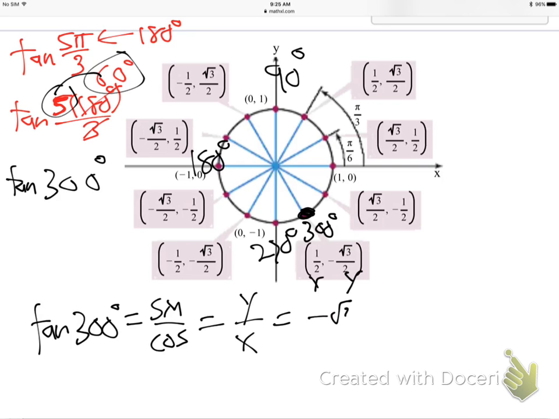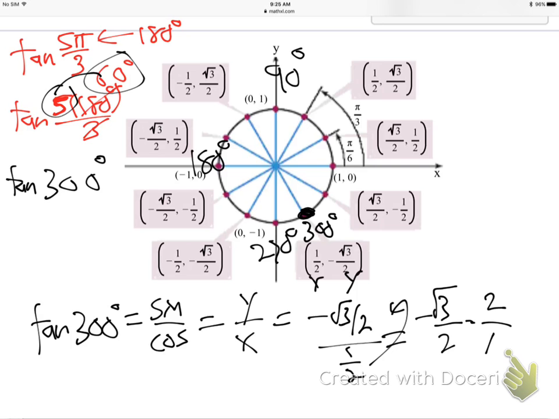So y value, minus root 3 over 2, over x value, a half. You know what you do? You flip that one up. Minus root 3 over 2 times 2 over 1 cancels, minus root 3. Is that good?